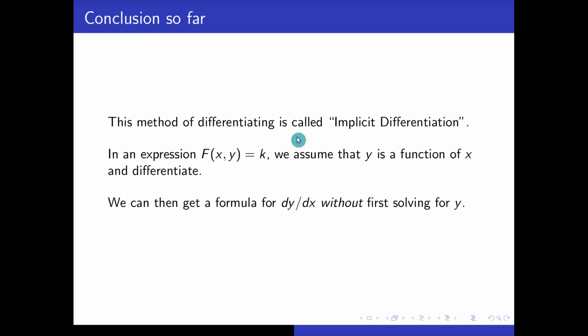All right, so this method of differentiation is implicit differentiation. In an expression f of x y equals k, I guess I'm just reading this to you, we assume that y is a function of x, then we differentiate, then we get a formula for dy over dx without first solving for y.